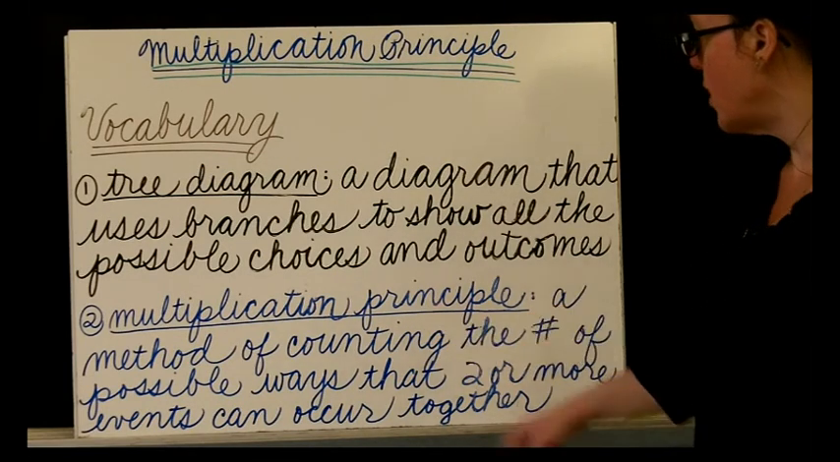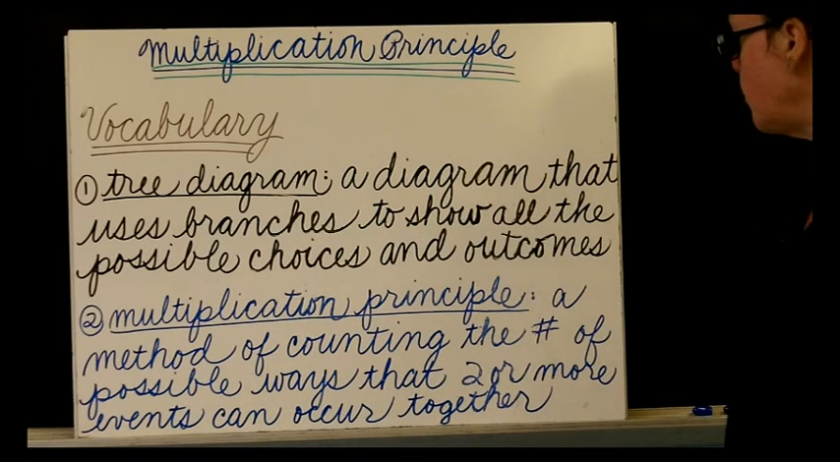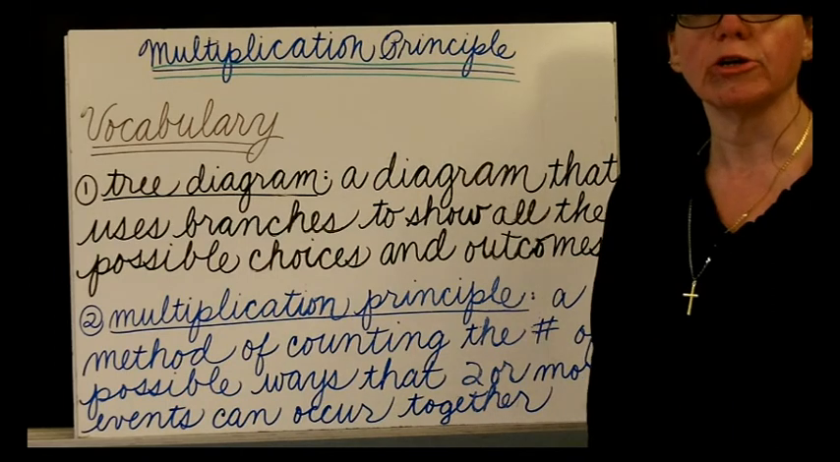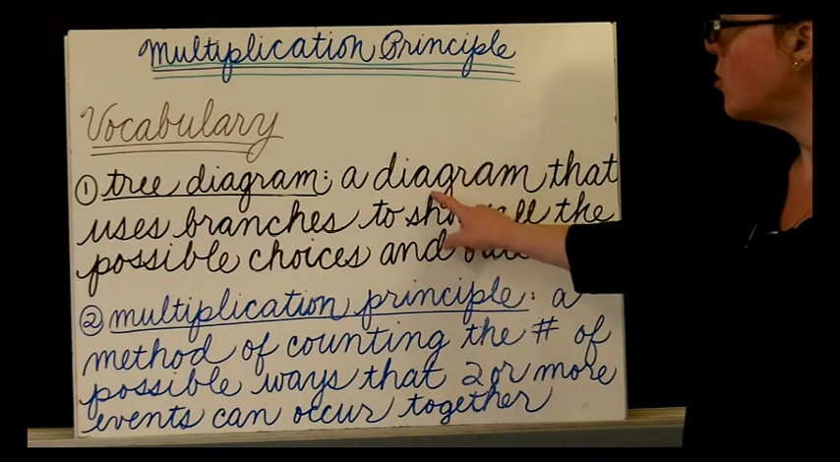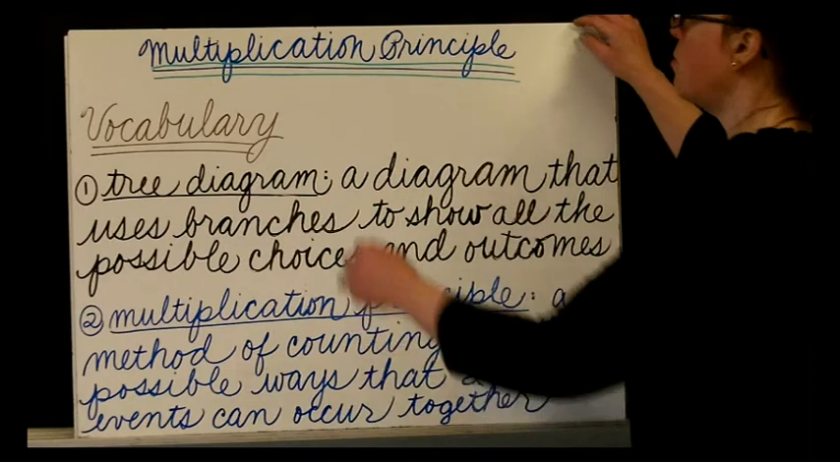Second, we have the multiplication principle, which is a method of counting the number of possible ways that 2 or more events can occur together. We're going to use a tree diagram in our first example.